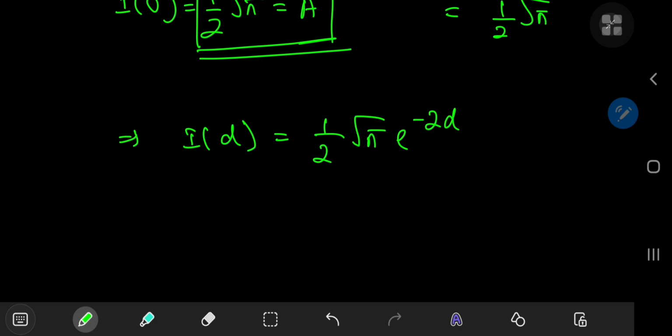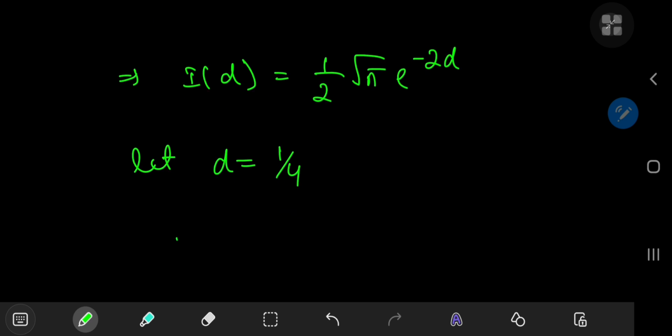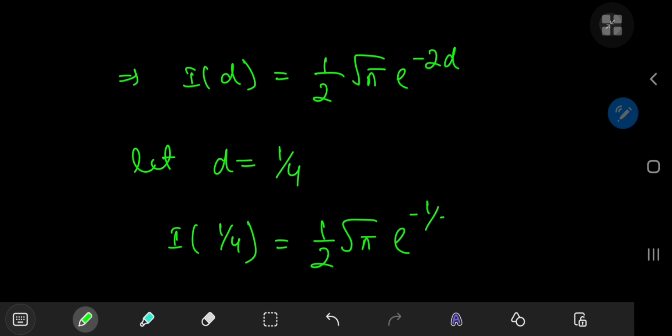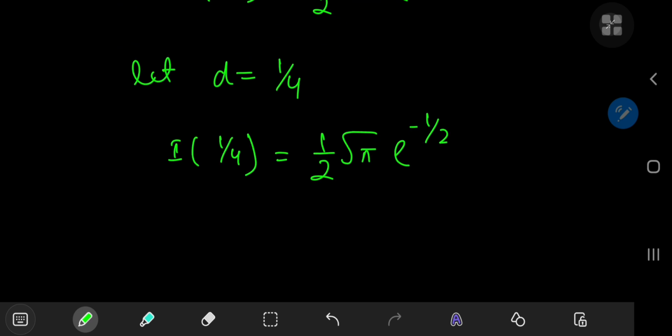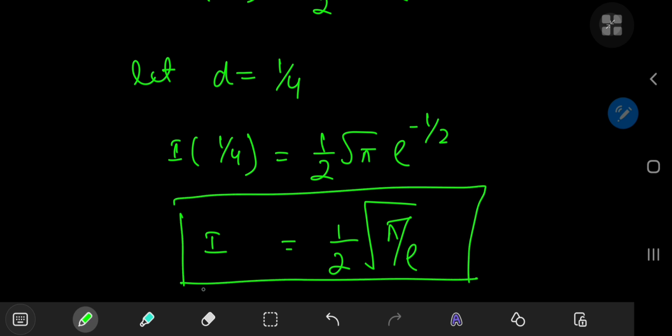And what kind of nice result can we actually derive from here? Well, I think an obvious choice would be letting alpha be 1/4, because I of 1/4 equals 1/2 the square root of pi times e to the negative 1/2, which is of course the reciprocal of the square root of e. So the integral evaluates to 1/2 of the square root of pi by e, which is another beautiful result.